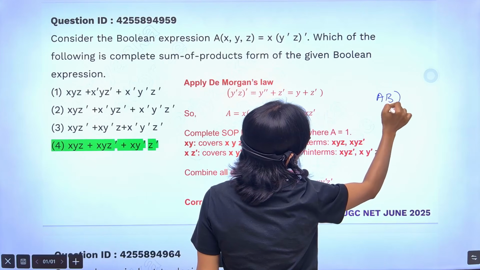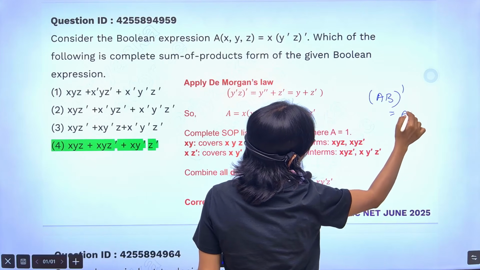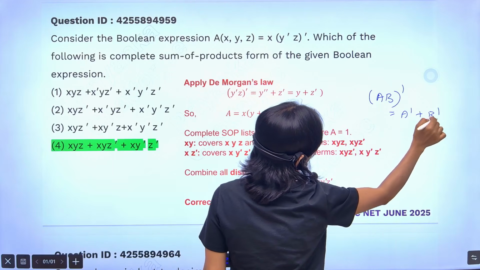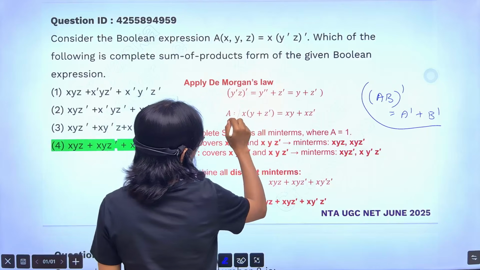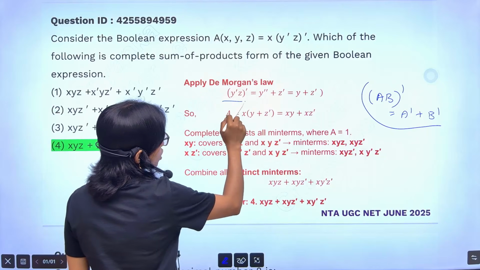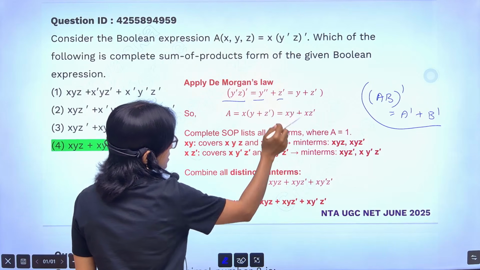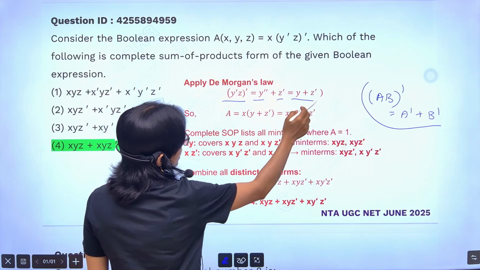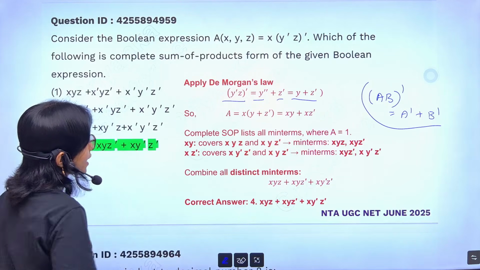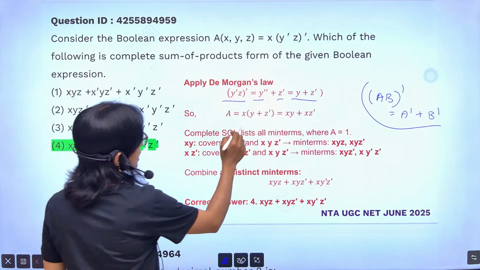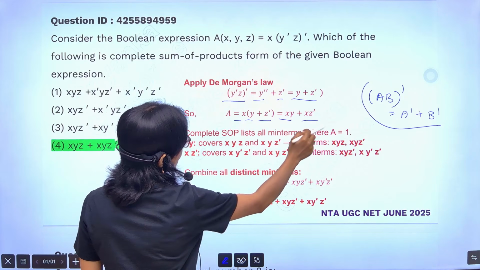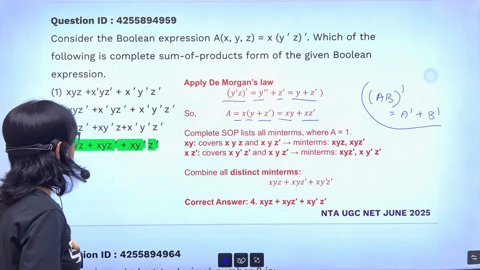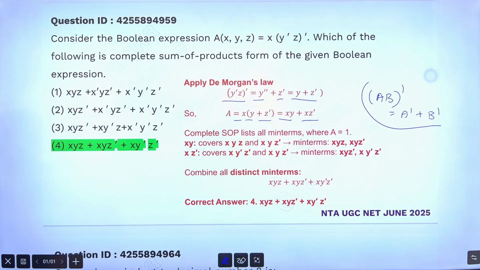Using De Morgan's law we know that (ab) whole bar means a bar plus b bar. So (y bar z bar) whole bar means y double bar plus z bar. From here I am getting y plus z bar, right? Now it is x(y plus z bar). So it will be xy plus xz bar. I am getting xy plus xz bar.